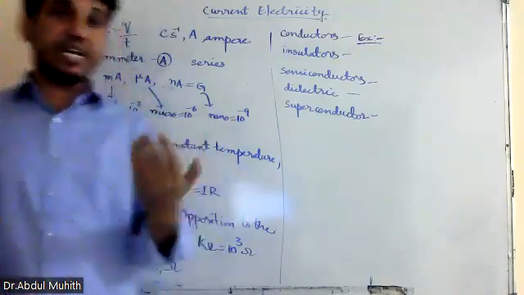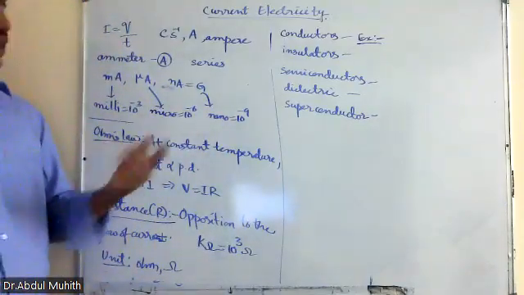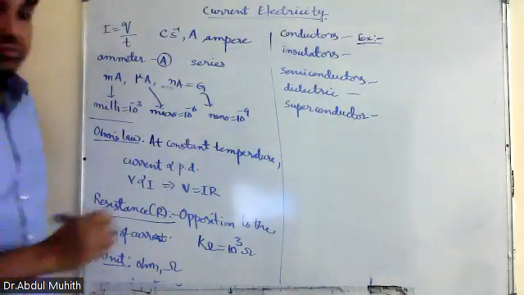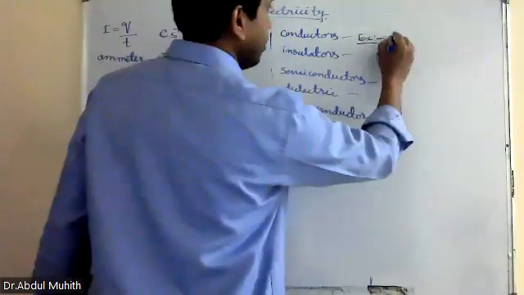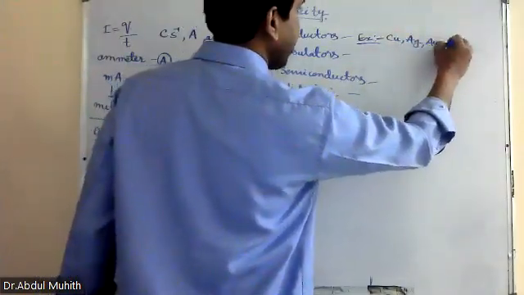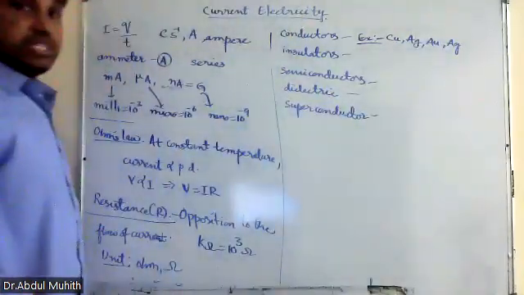And you have to spontaneously answer, please. Don't just sit quietly there. Can you give me an example for the conductors? Copper, silver, gold, aluminium. These are the examples which allow the passage of current.